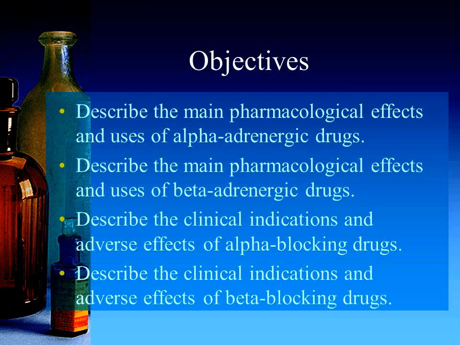So our objectives during this Part 1 are that you should be able to describe the main pharmacological effects and the uses for alpha adrenergic drugs. You should also be able to describe the main pharmacological effects and uses of beta adrenergic drugs, and then give us the clinical indications and adverse effects of alpha blocking drugs, and the same clinical indications and adverse effects of beta blocking drugs.